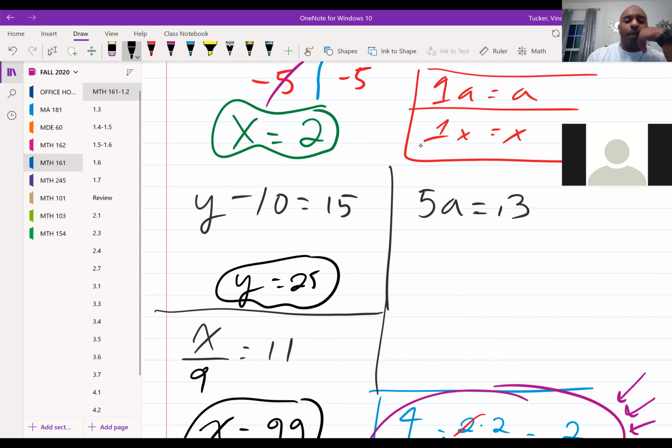All right, so if I have y minus 10 equal to 15, I want to solve for y, then I'm going to add 10 to both sides. 10's cancel on the left, leave me with just y. 15 plus 10 will be 25 on the right.